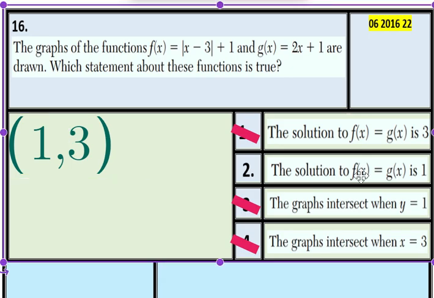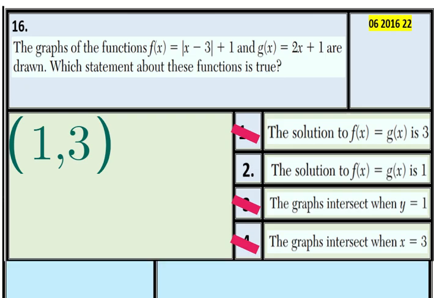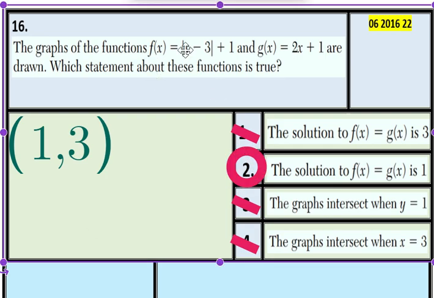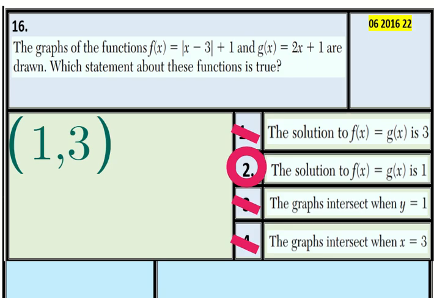So when you're saying y equals y, you want to know what value of x makes that true. And they like to ask this question in this way. So whenever you're saying that both functions' y values are equal, they want to know what x coordinate makes that happen. And that's why choice number 2 is the answer to question 16.